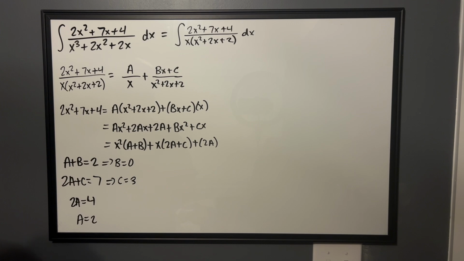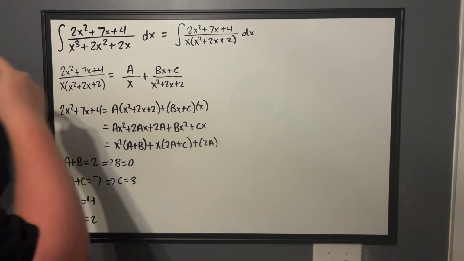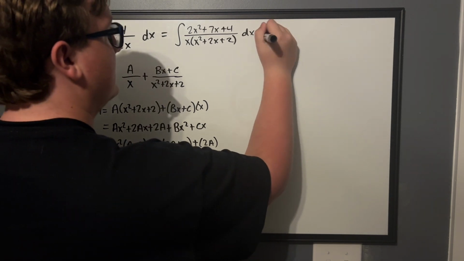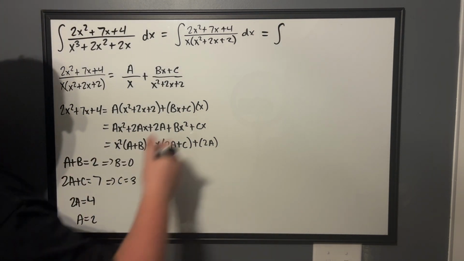So now we've solved for a, b, and c. Now we're going to rewrite this integral again in terms of this partial fraction decomposition. So now this is the same as the integral. Well, we have a over x. That's going to be 2 over x.